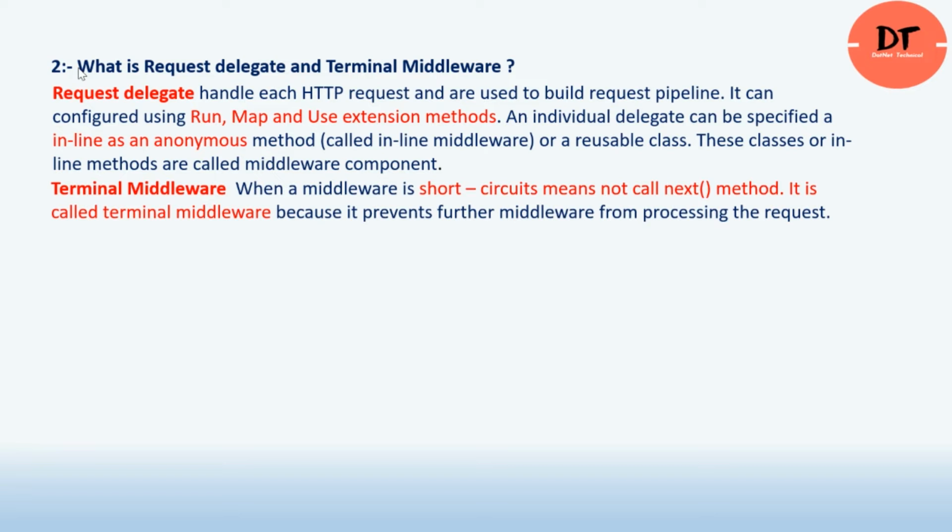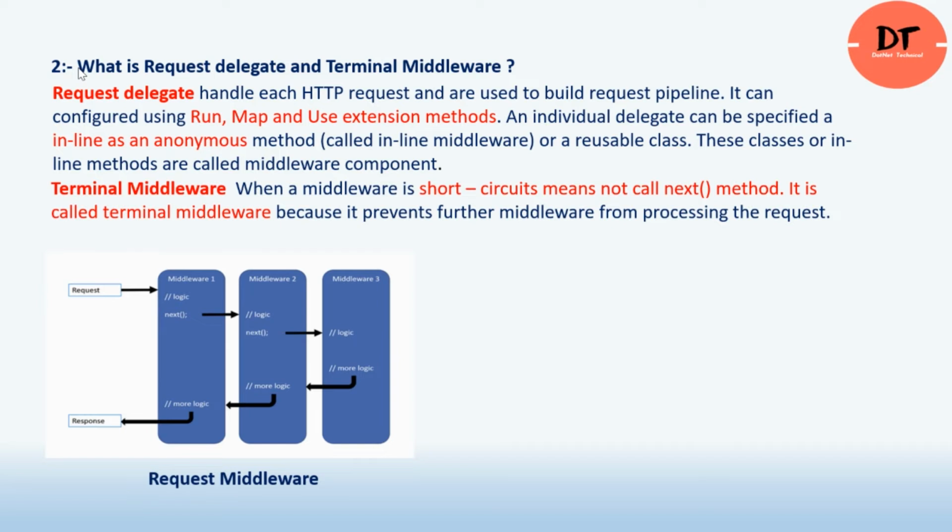Terminal middleware. In the Configure method, a middleware component can decide to not call the next middleware in the pipeline. This is called short-circuiting. When a middleware short-circuits, it does not call the next method. It is called terminal middleware because it prevents further middleware from processing the request. Short-circuiting is often desirable because it avoids unnecessary work. For example, if the request is for a static file like an image, CSS file, or JavaScript file, the static file middleware can handle and serve that request and then short-circuit the rest of the pipeline.